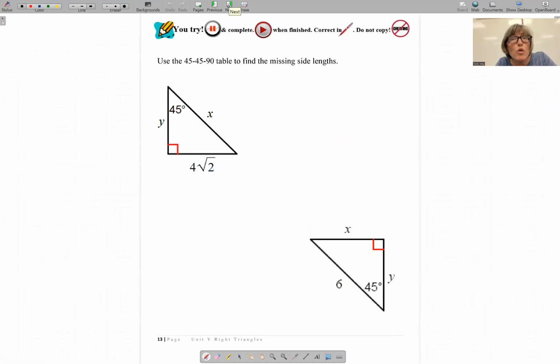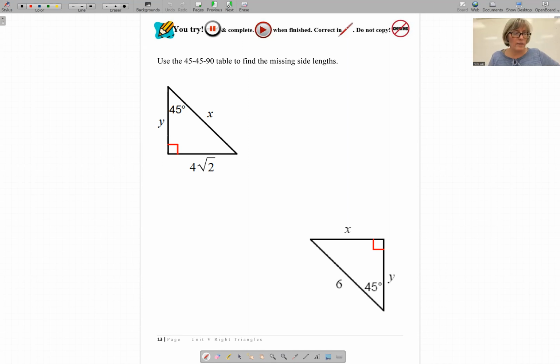It is super duper duper important you try this on your own. It's okay to be wrong. I'd rather you try and be wrong than passively copy. So get out your pencil and do your own work. Pause.